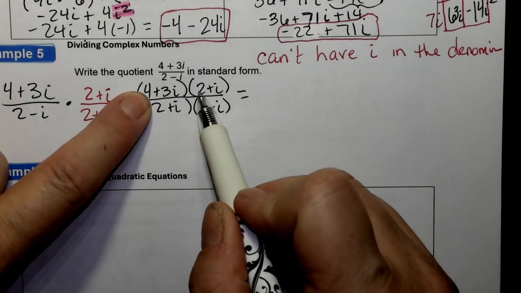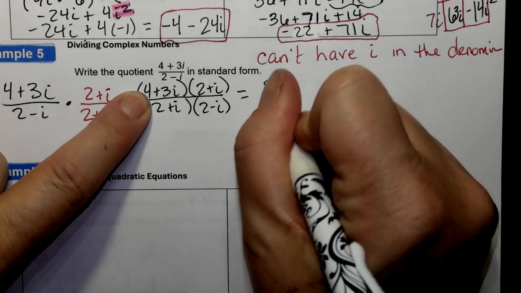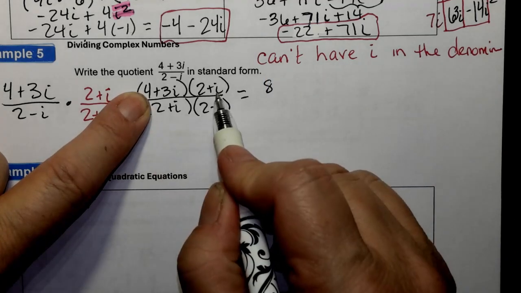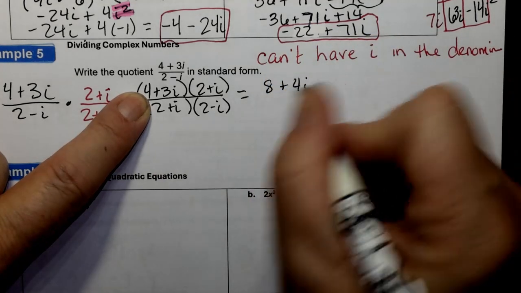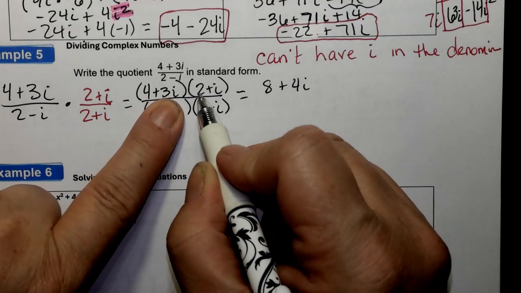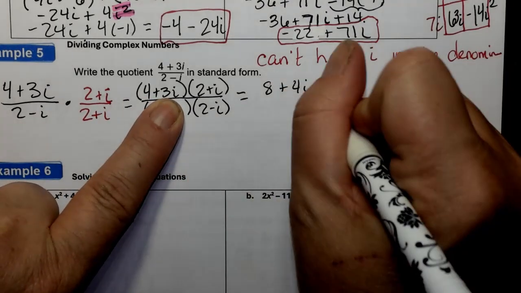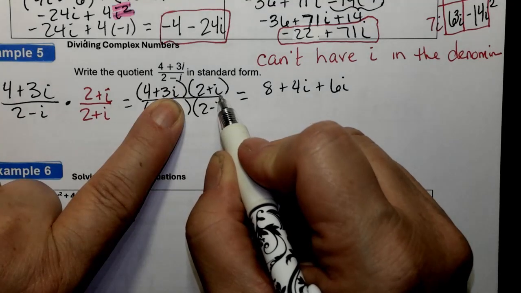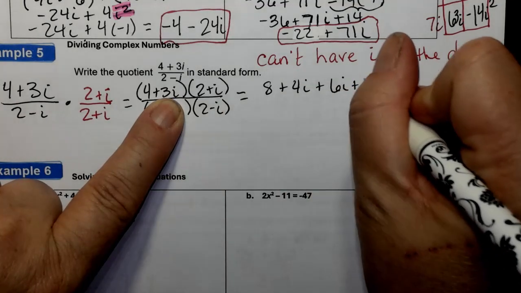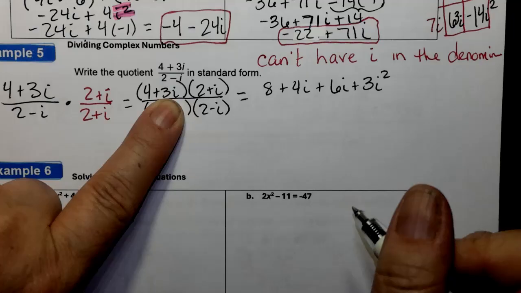So we start off with 4 times 2, which gives us 8. Then we do 4 times i, so that would give us positive 4i. Then we move over to this term. We've got 3i times 2, that gives us 6i. And 3i times i, so that's going to give us 3i squared.